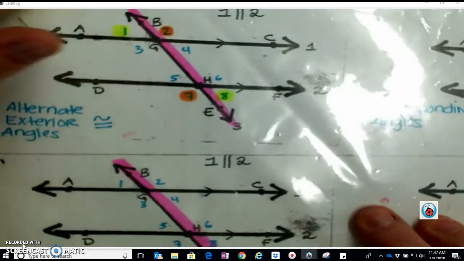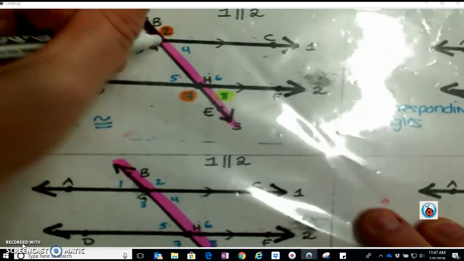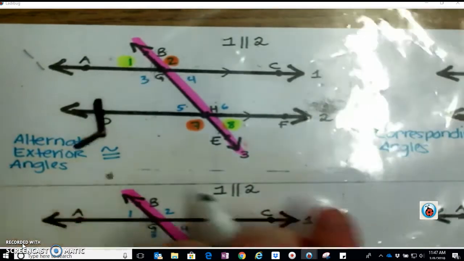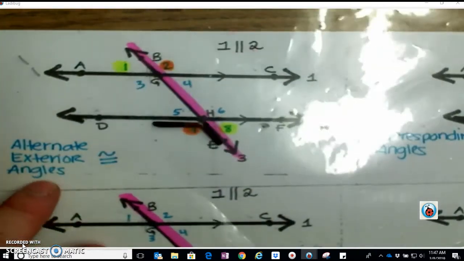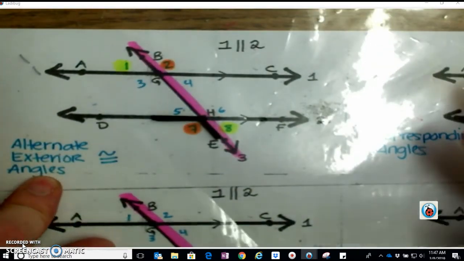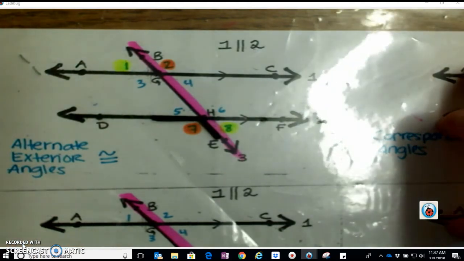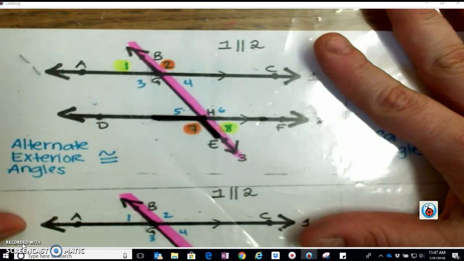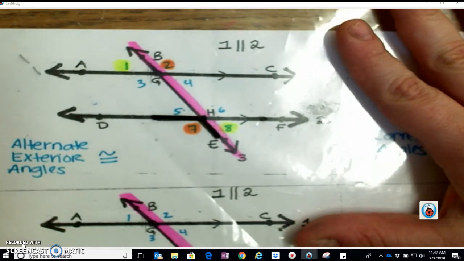So if I erase that and I trace angle 2 and I rotate it around, I see that it matches up with angle 7. Okay? Sorry for that glare with the plastic. All right, so alternate exterior angles are congruent.